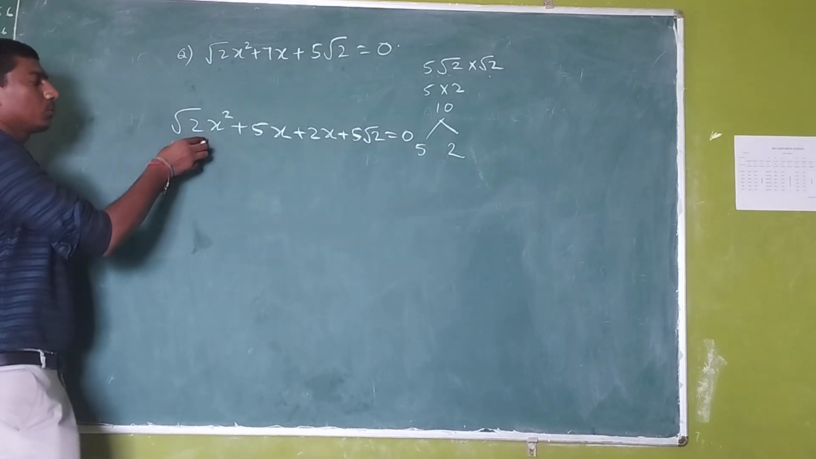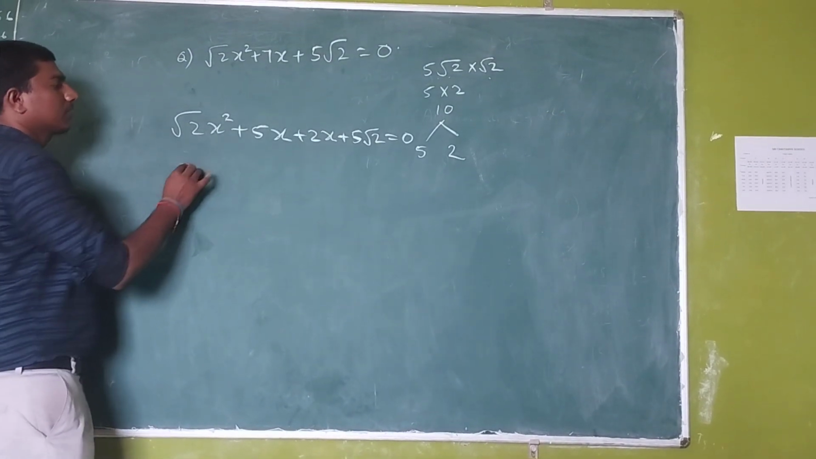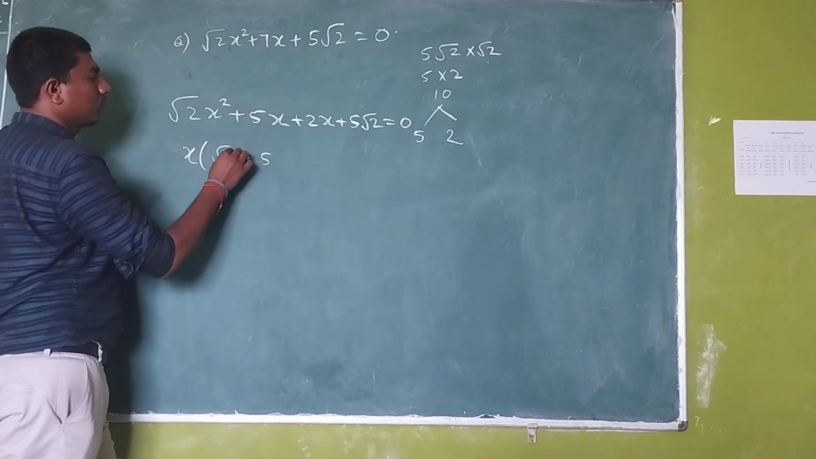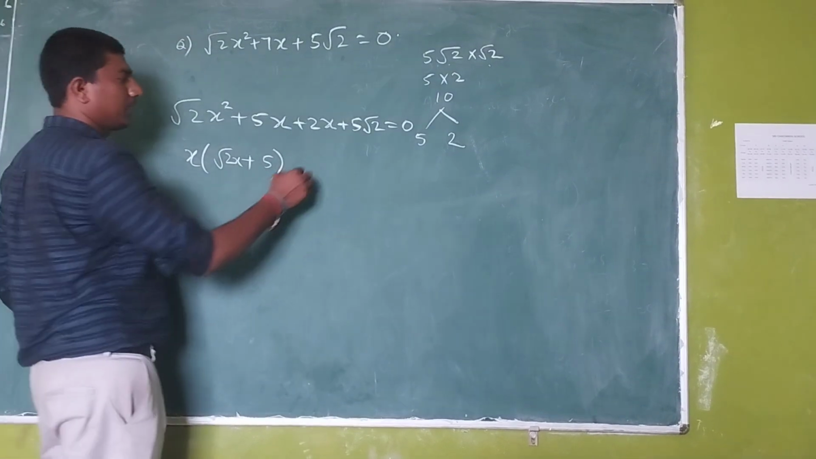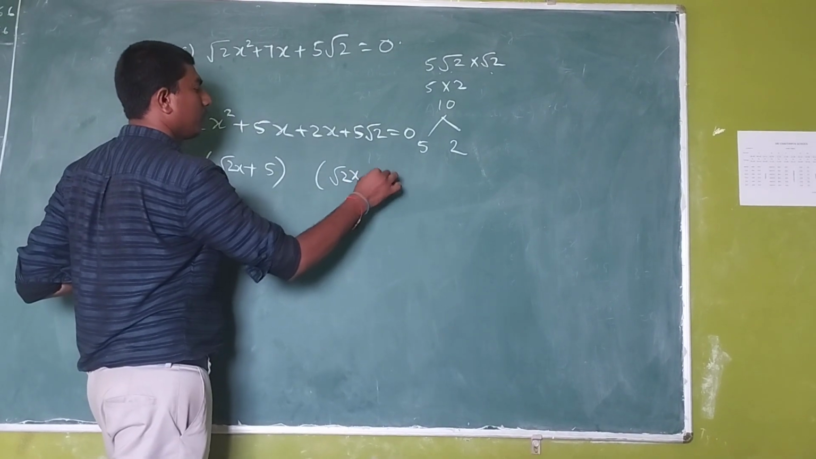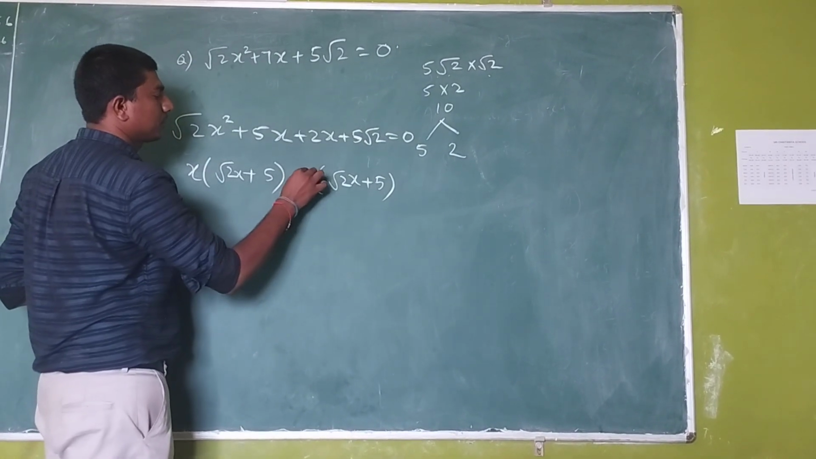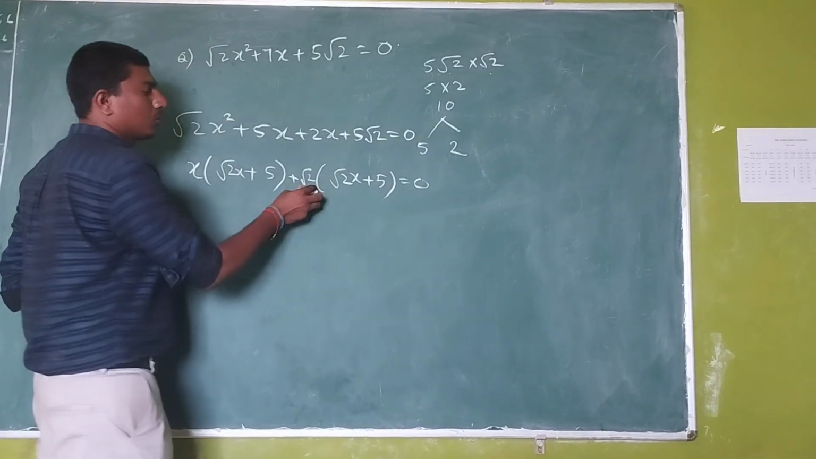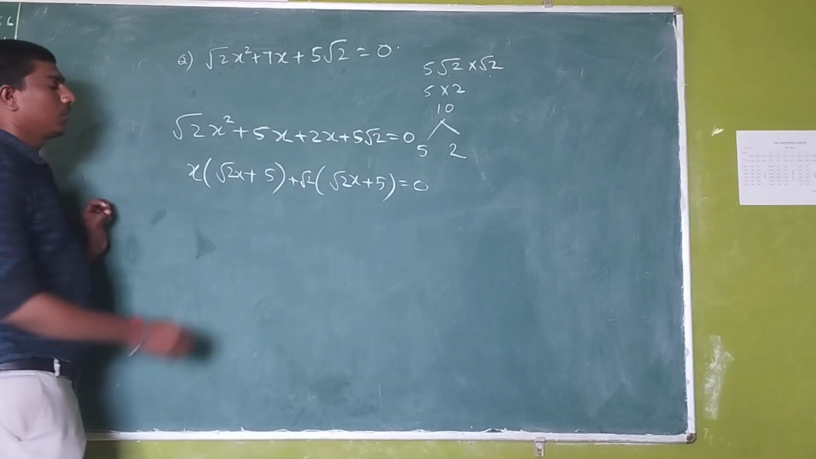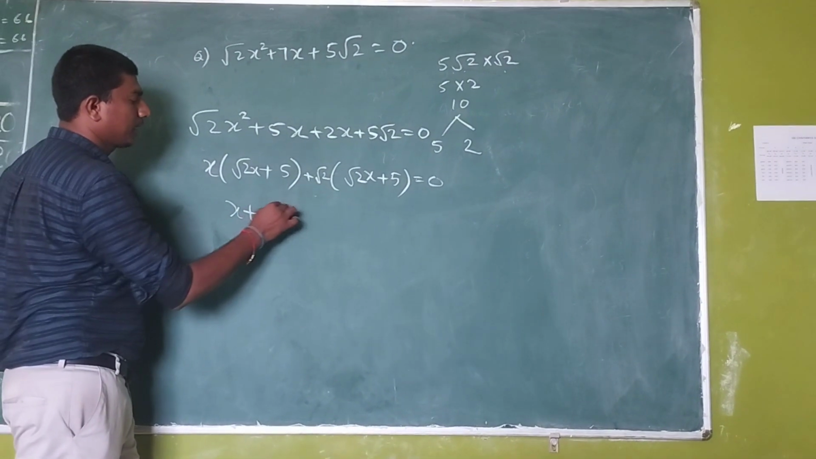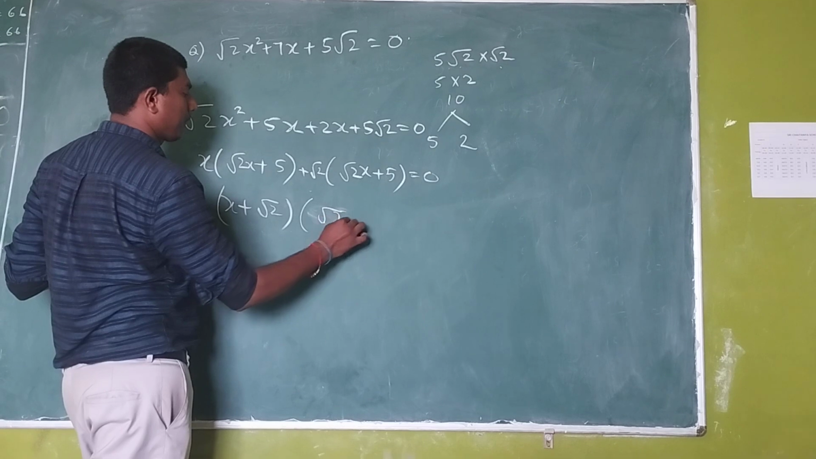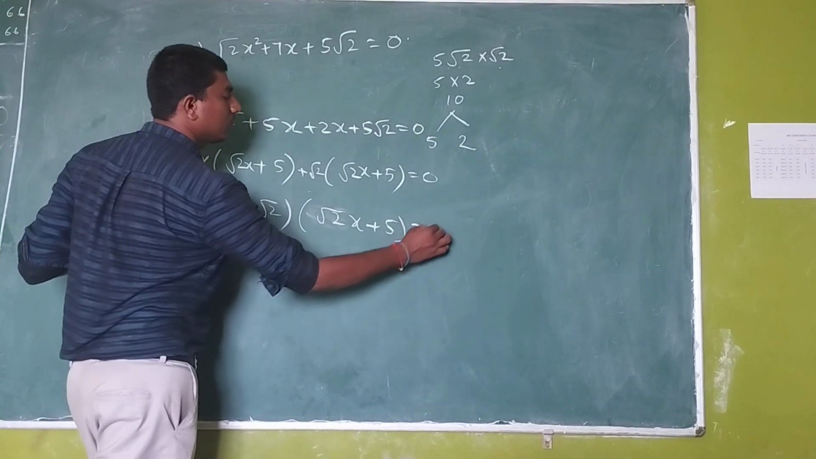Now I am taking root 2x, I am taking x common here. x times root 2 plus 5, root 2x plus 5. Same value you will get here: root 2x plus 5. So I am taking root 2 common, equal to 0. So root 2 into root 2 is 2, and root 2 into 5 is 5 root 2. Now x plus root 2 is one factor, and root 2x plus 5 is another factor, equal to 0.